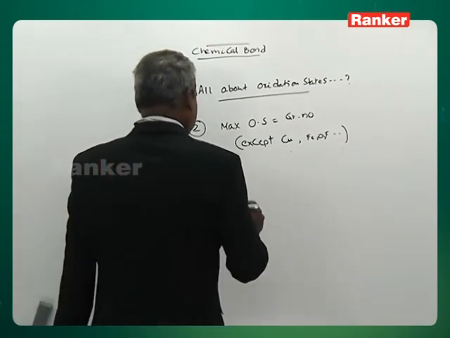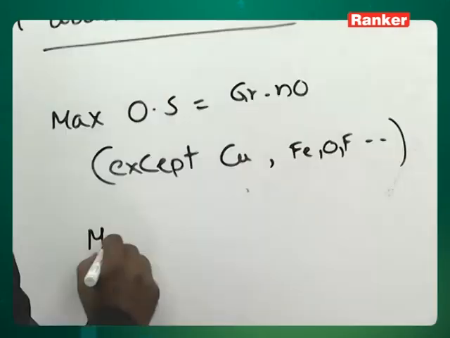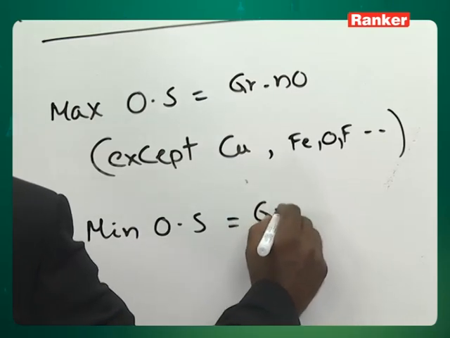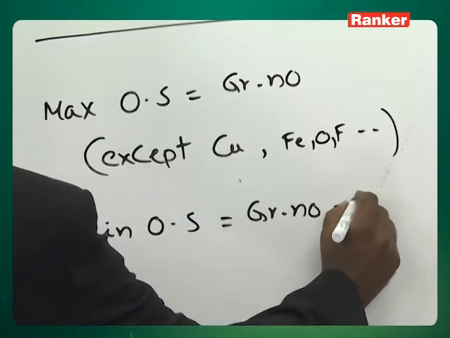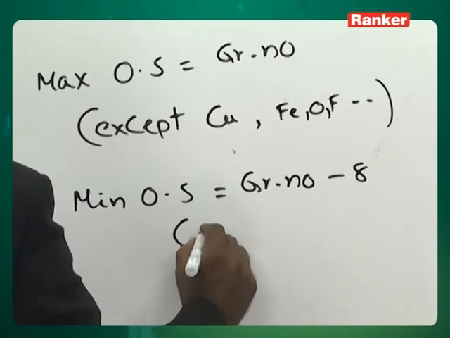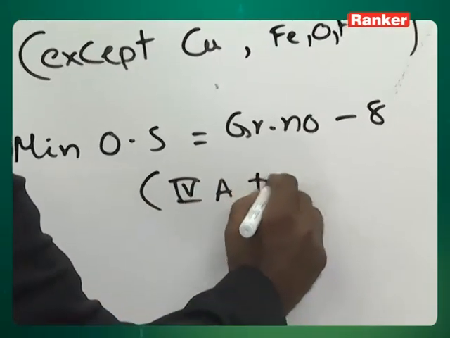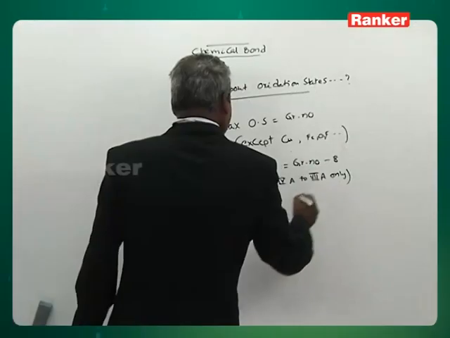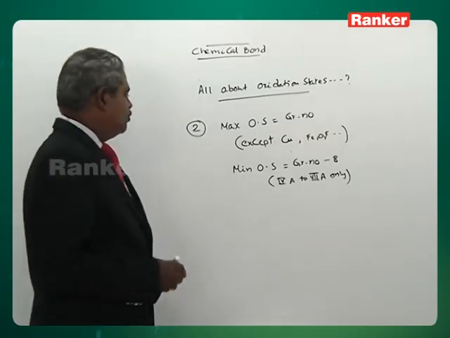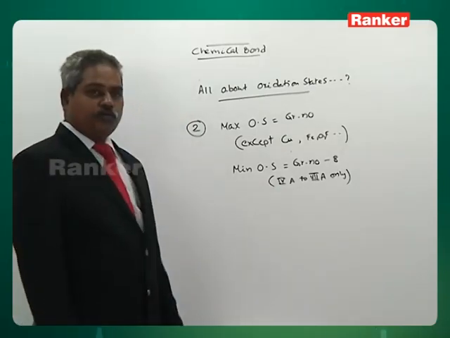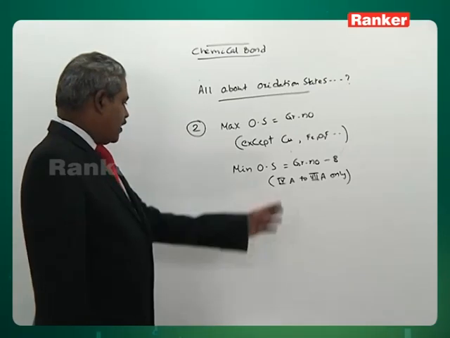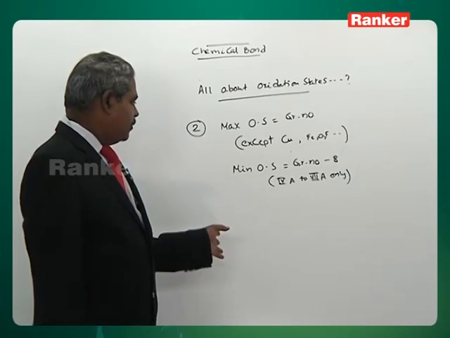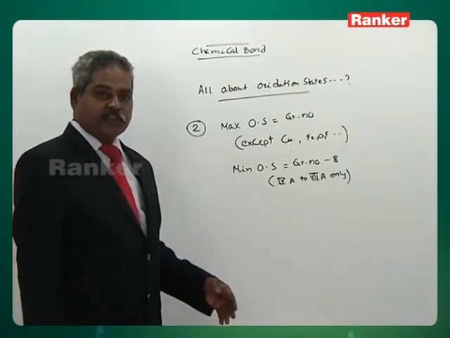Now, maximum oxidation state. Minimum oxidation state is equal to group number minus 8. This is for 4A to 7A groups only, that is from carbon to fluorine groups: 4th group, 5th group, 6th group, 7th group. What about all other groups? You have first group, second group, D block, 10 groups in D block. What about their minimum oxidation state?